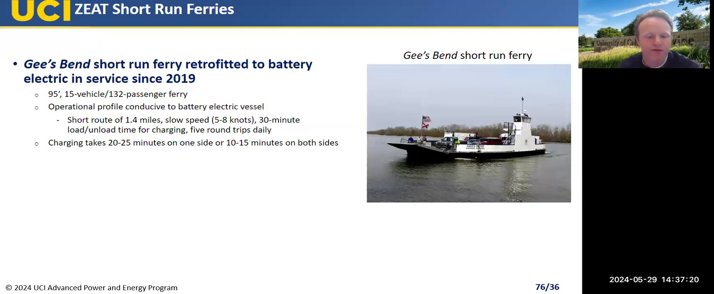So in terms of short run ferries, there's a short run ferry in Alabama called Gee's Bend, which has been in operation since 2019. It was retrofitted to full battery electric. The thing to note is that it's a really good opportunity because it has a very short route, it has a very slow speed, and it has a 30-minute loading unloading time, and it only makes 5 trips daily. So it's not that it was easy for them to retrofit it. It was still quite a challenge. Shoreside infrastructure was a challenge, but that's the type of operational profile that ZEAT vessels can definitely meet. So this is a successful example of a short run ferry that's been in service for a couple of years. Next slide.